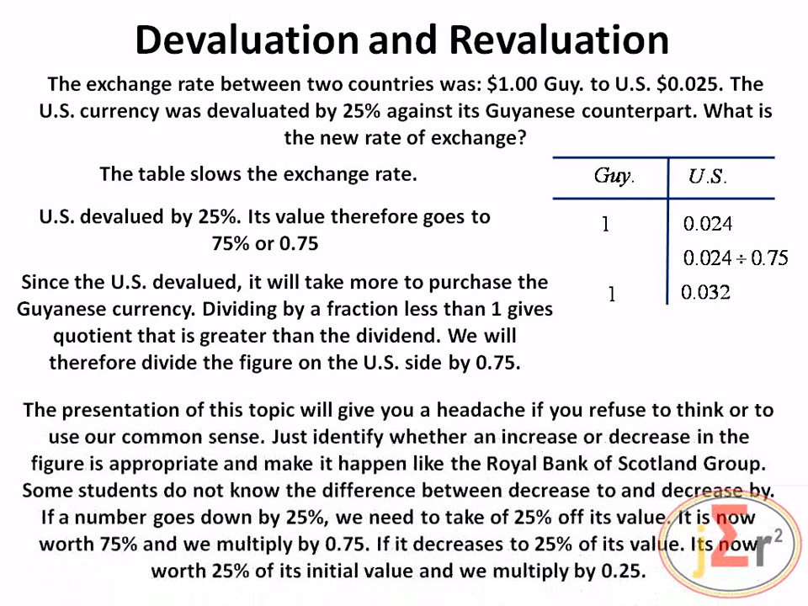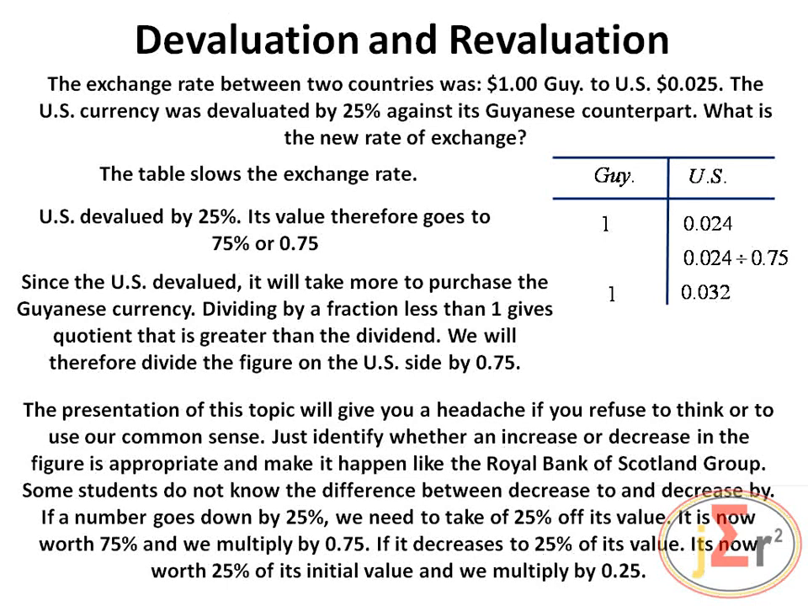The presentation of this topic will give you a headache if you refuse to think or to use your common sense. Just identify whether an increase or decrease in the figure is appropriate and make it happen. Some students do not know the difference between decrease to and decrease by. If a number goes down by 25%, we need to take off 25% of its value. So if it goes down by, we take off 25%. It is now worth 75%, and we multiply by 0.75.